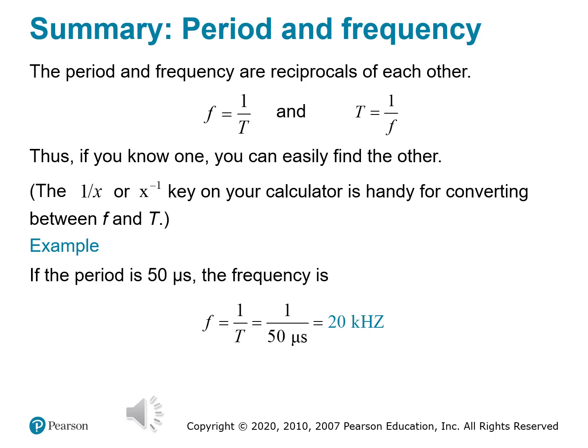F is equal to 1 divided by 50 microseconds. And again, don't forget the micro, 10 to the negative 6. That's going to equal 20,000 hertz or 20 kilohertz. So that means 20,000 full cycles are happening every second.